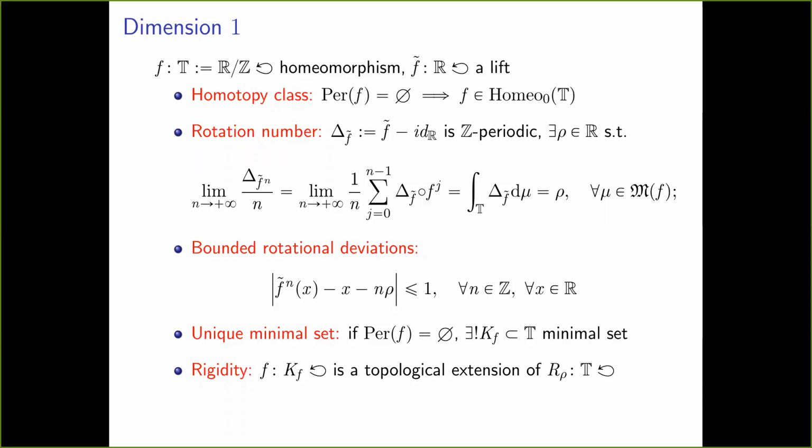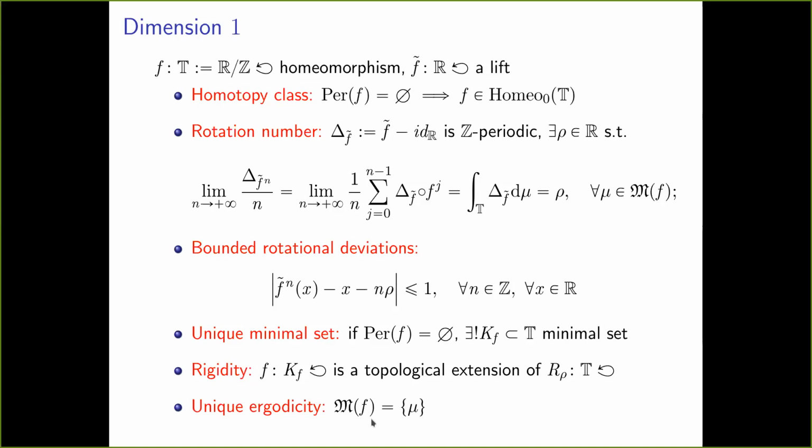And in fact, the semi-conjugacy can be extended to the whole circle. This is another property of the circle. This can be extended so the whole homeomorphism F is a topological extension of the corresponding circle rotation. And another property that you have here is unique ergodicity. In the case that you have a periodic point free homeomorphism, you have just one invariant measure.